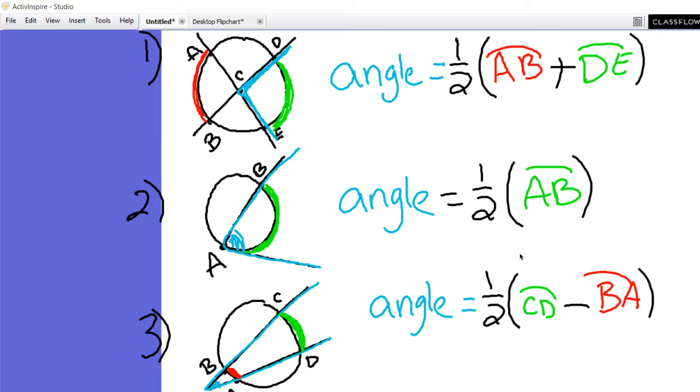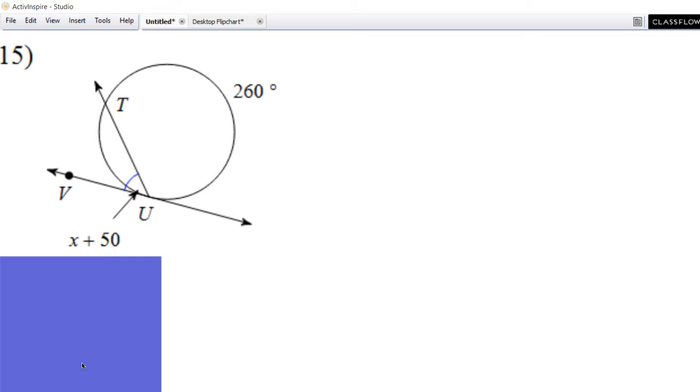I'm going to start by solving problem number 15 with you. The first thing I want to do is color code like I did before. I have an angle and I'm looking for x, so I'm going to mark that angle. Remember, we mark angles in blue. So my angle is right here. Now, in order for me to use the formula to solve this angle, I need to find the intercepted arc, the arc between the blue lines. Very, very important: before I use the formula, I need to find the green arc.